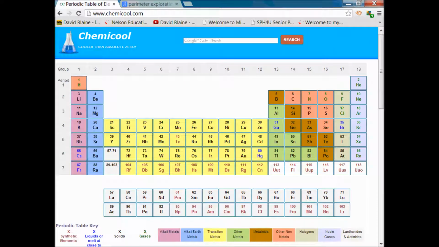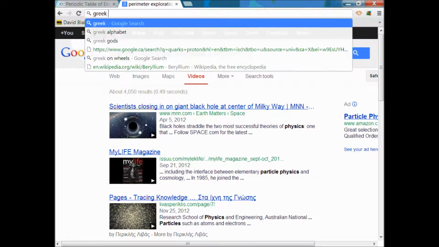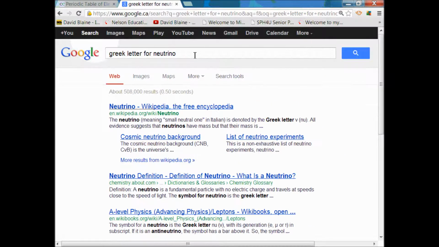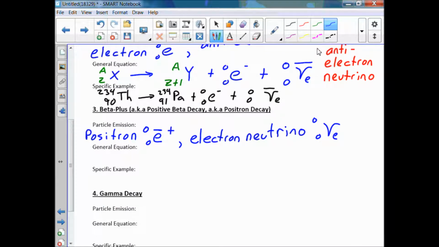Wikipedia probably. Let's look. Hold on. Greek letter nu. Yeah, lovely, that's nu. Neutrino means small neutral one. Yeah, it has no charge to it. That's why there's no charge out here.